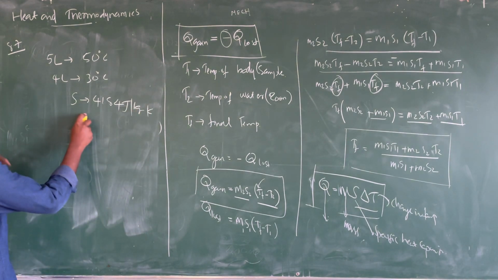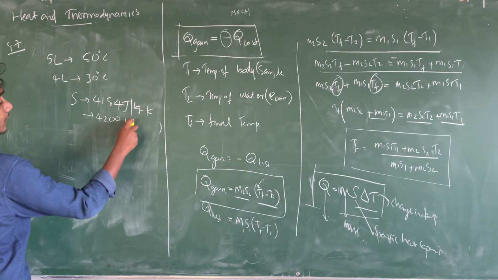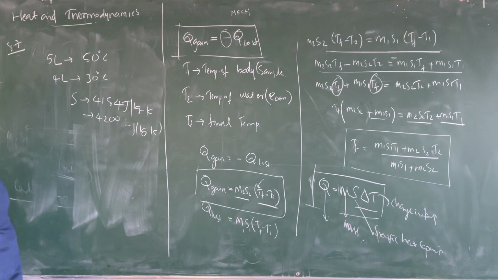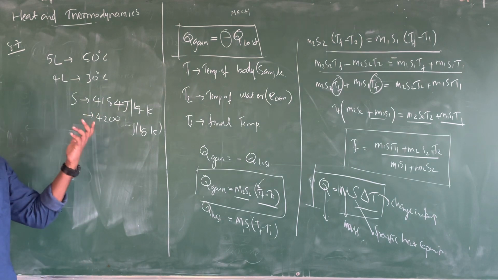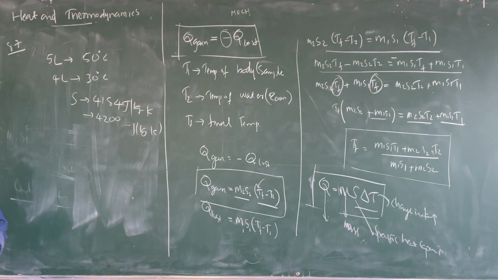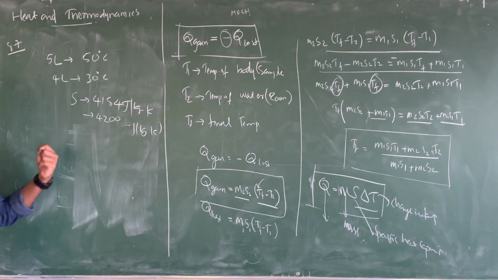Actually, we take this value as 4200 in other problems, joule per kilogram per Kelvin. So always remember, 4184 is the absolute value, the correct value, and 4200 is an approximation. For the sake of problem solving, we use this value.